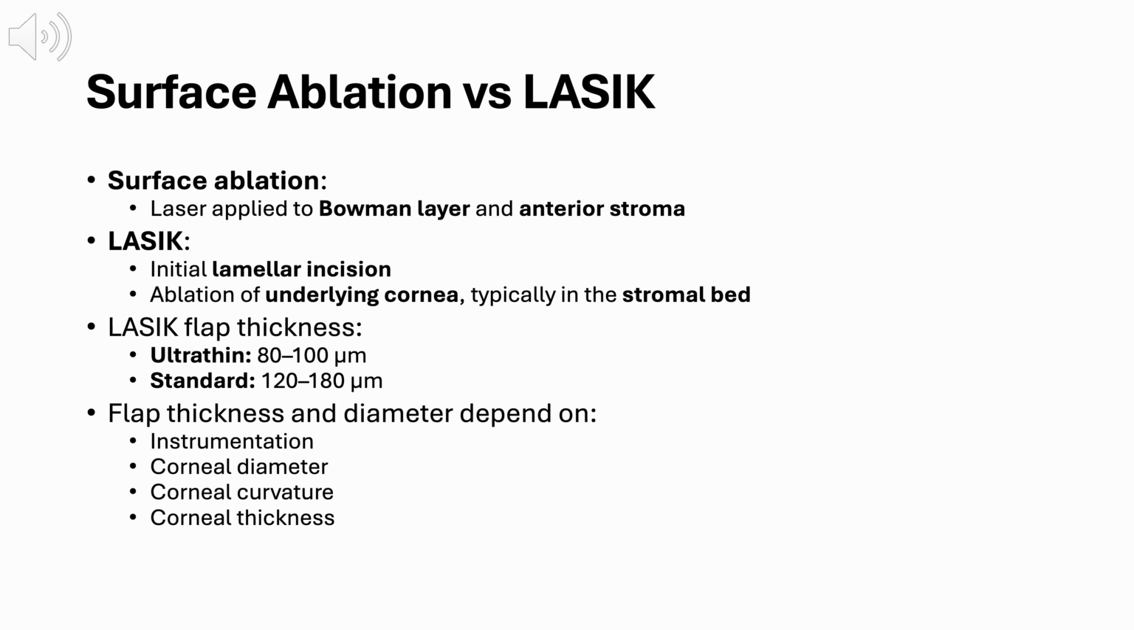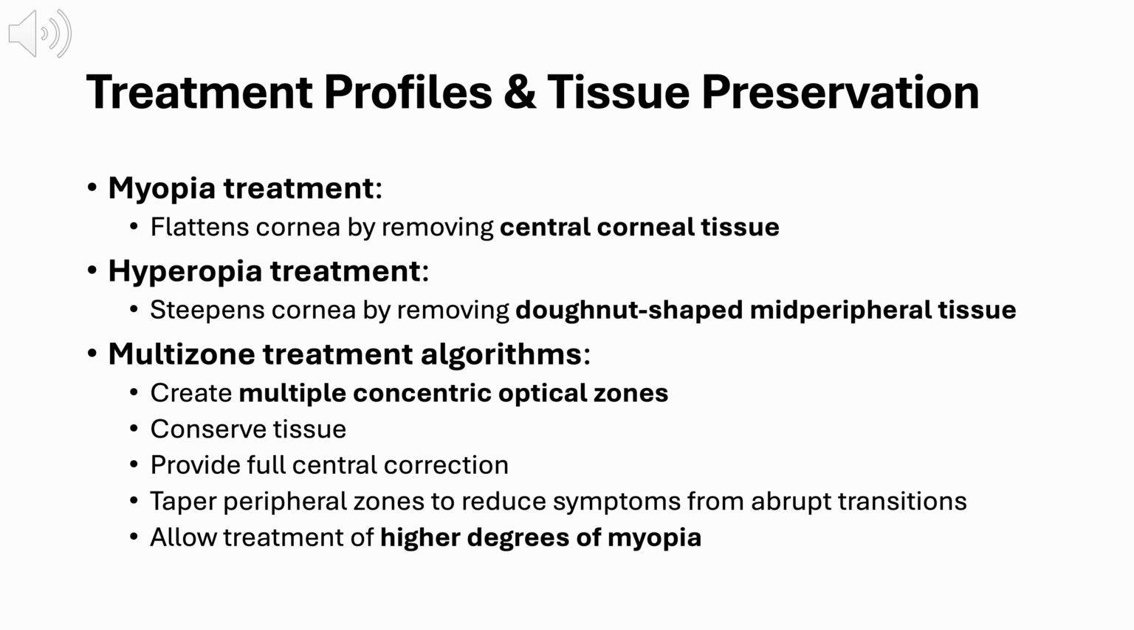Flap thickness matters. Ultra-thin flaps, typically around 80 to 100 microns, preserve more residual stromal bed, whereas standard flaps are thicker, roughly 120 to 180 microns. Importantly, flap thickness and diameter are not fixed values. They depend on the instrument used, as well as corneal diameter, curvature, and overall thickness. This distinction between surface ablation and LASIK becomes critical when balancing visual recovery, biomechanical safety, and ectasia risk.